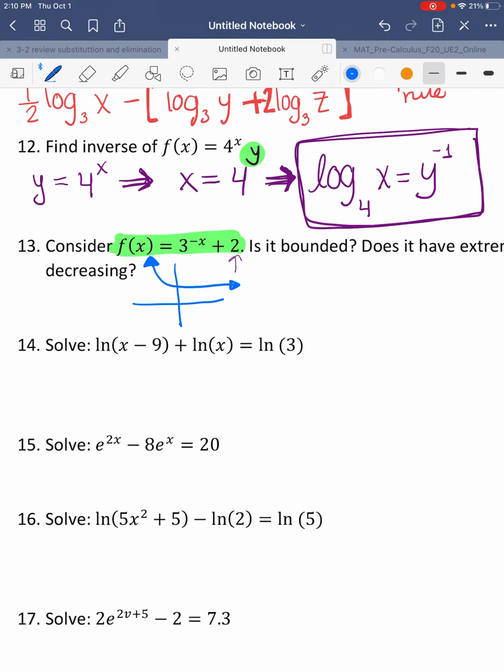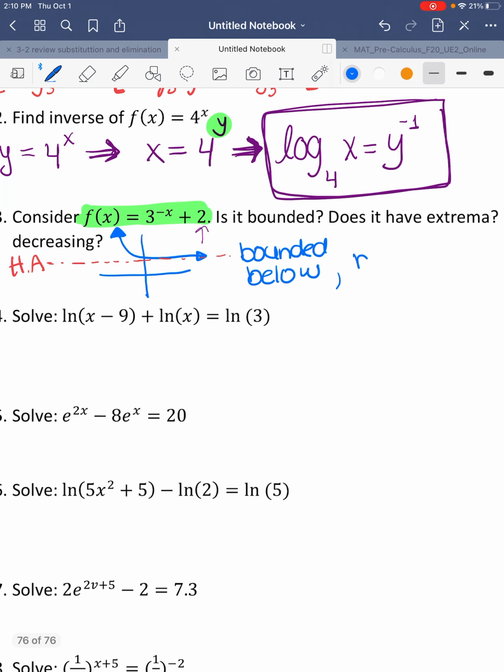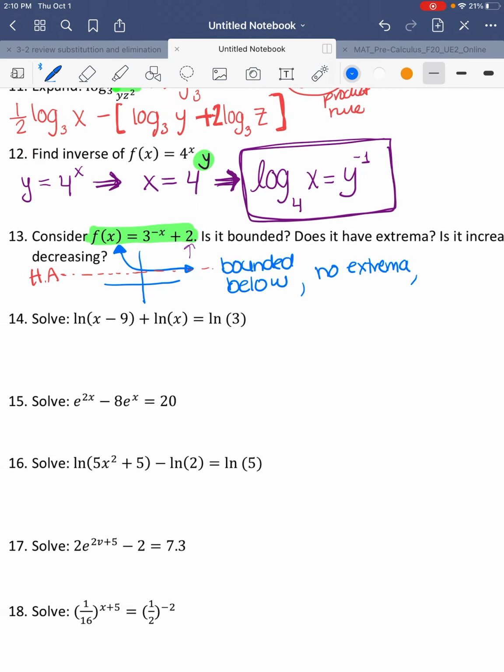From here, we need to say if it's bounded. It is going to be bounded because this has a horizontal asymptote happening right here. So that is a horizontal asymptote, so it is bounded. Now it is going to be bounded below because the horizontal asymptote is below the graph. It doesn't have extrema since it goes all the way up. It doesn't end, so there's no extrema.